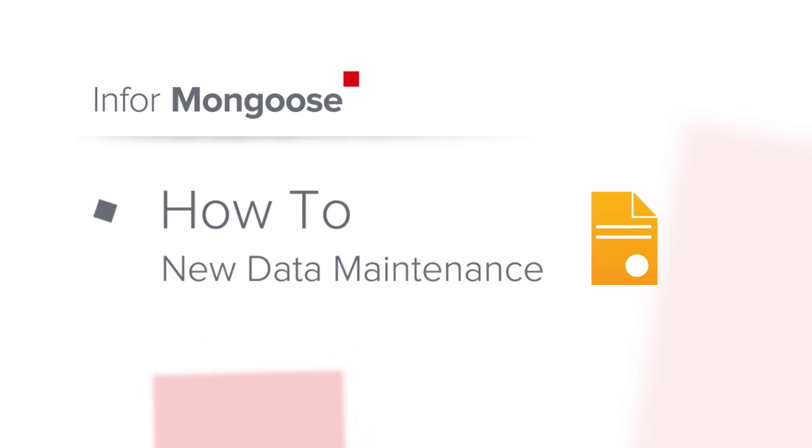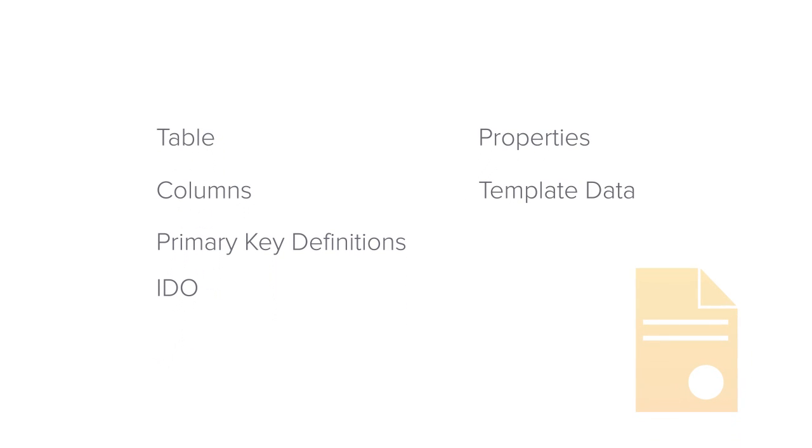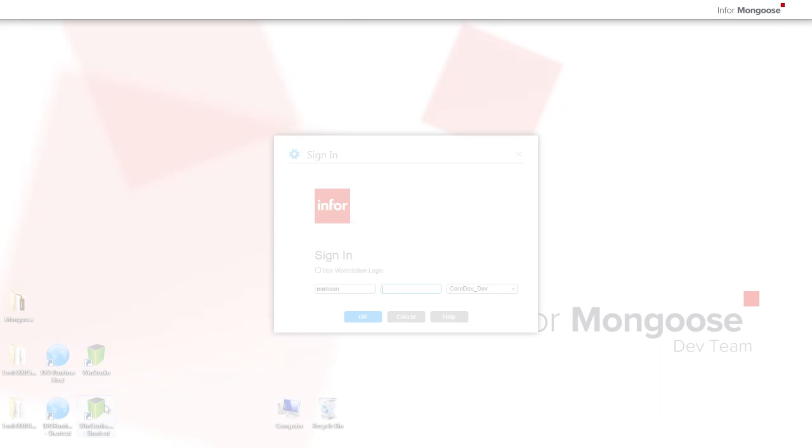In this video, we're going to go over how to create a table, columns, primary key definitions, IDO properties, template data, and a new form all in a single step using the new data maintenance wizard. This wizard is especially helpful when starting from scratch.